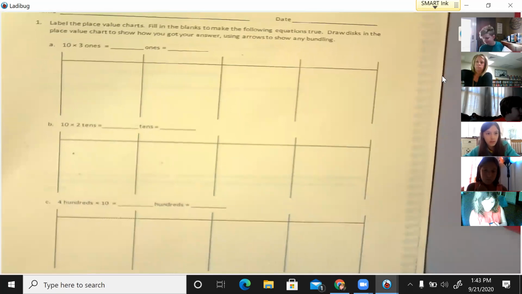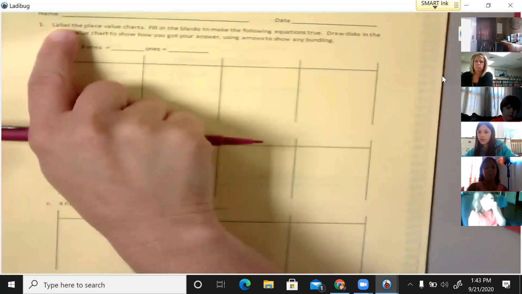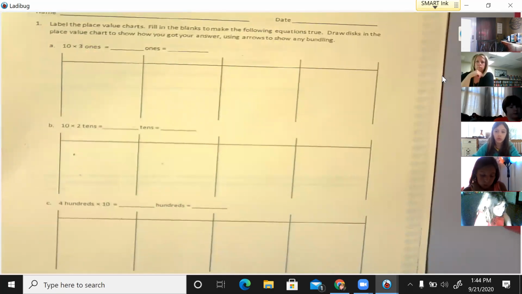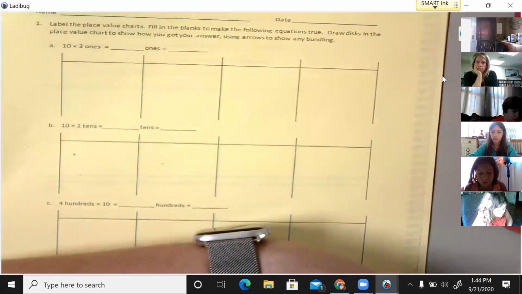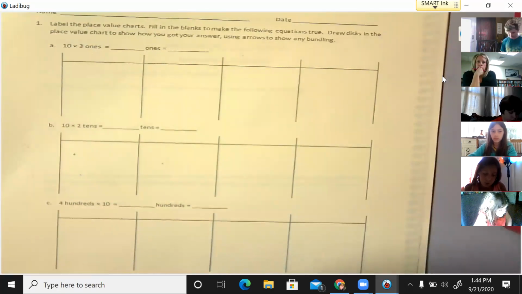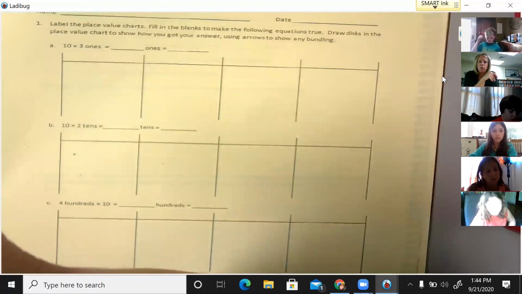Up here where it says label. Label the place value charts. Fill in the blanks to make the following equations true. Draw a disk in the place value charts to show how you got your answer, using arrows to show any bundling. We're going to use arrows to show any bundling.